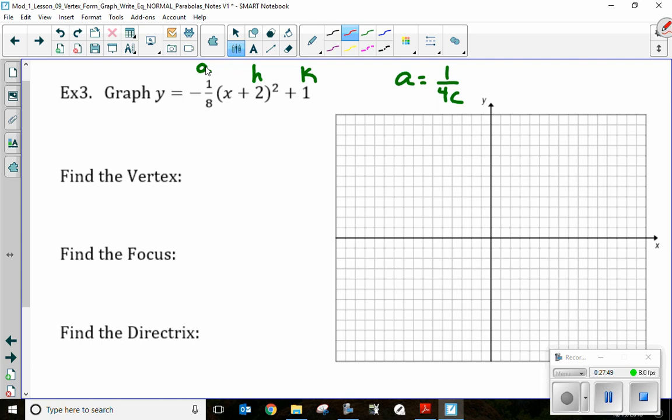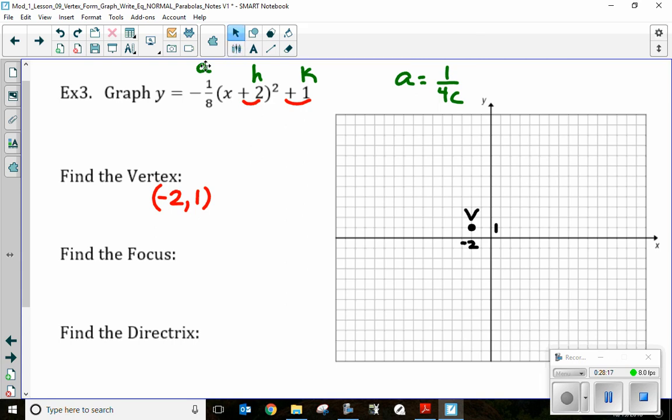Okay, I'm going to go a little bit quicker. So if you need to pause this and do whatever, write notes down or go right ahead. All right, that's my H, which I flip. So it's negative 2. And my K, which is 1. There's my vertex. So I am going to go to negative 2, 1. Right there. That's my vertex. All right?